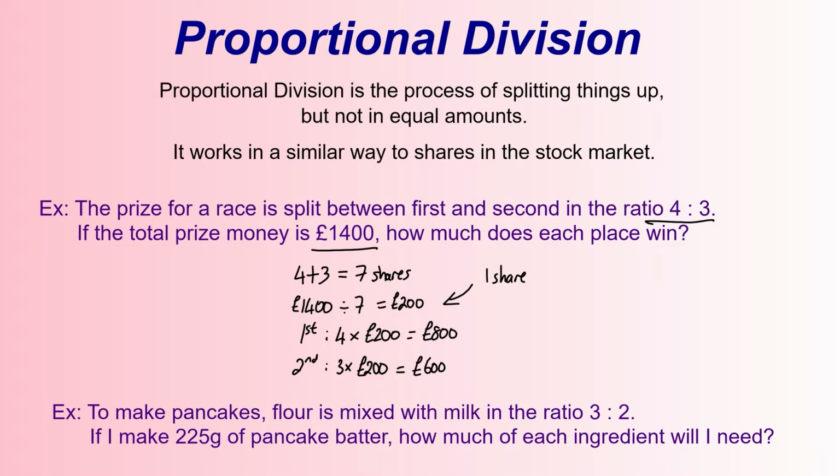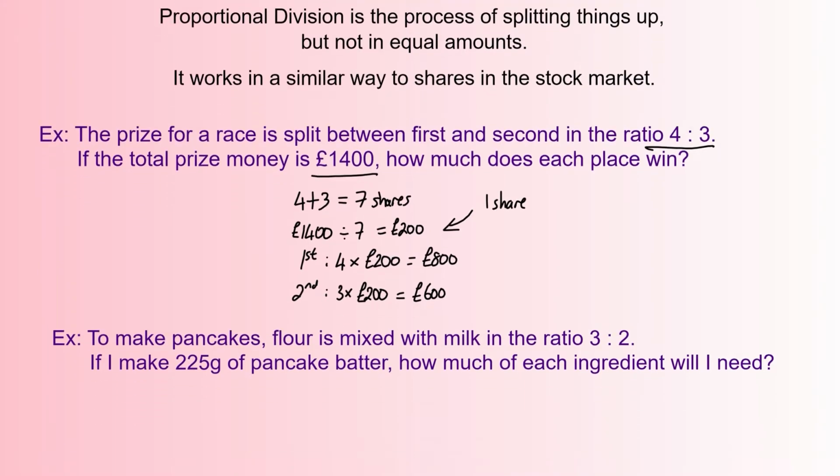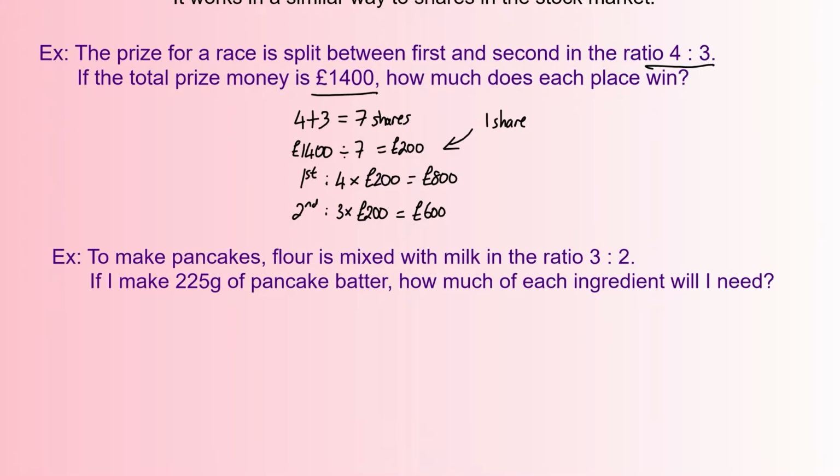Okay, so that's the idea behind proportional division, that concept of splitting something up, but not splitting it evenly. And it can be taken again for more than 2 ratios. So you could have 4-3, you could have 4-3-2, 4-3-1, and you just extend it the exact same way. Again, we're sticking to just 2 numbers in the ratio here.